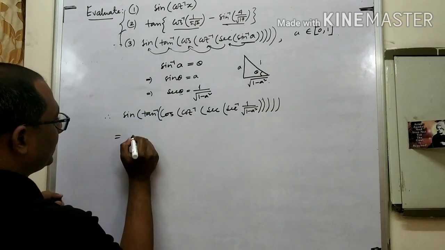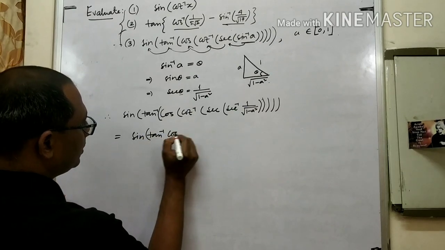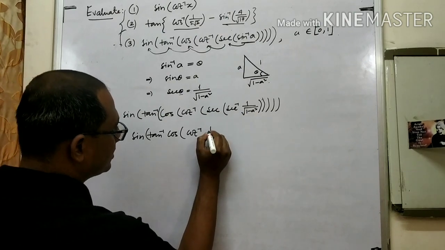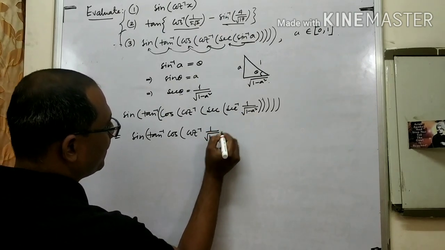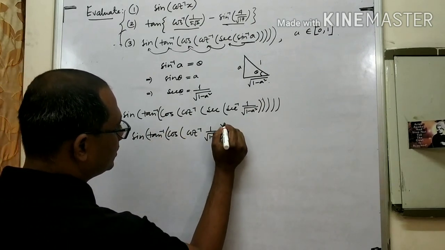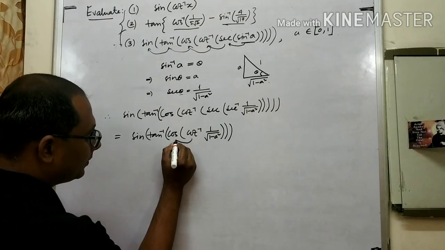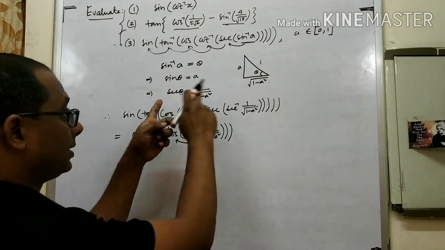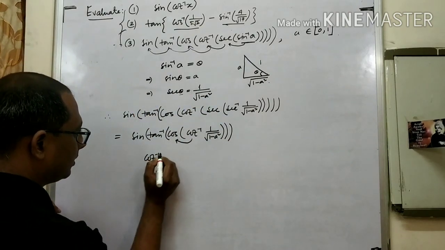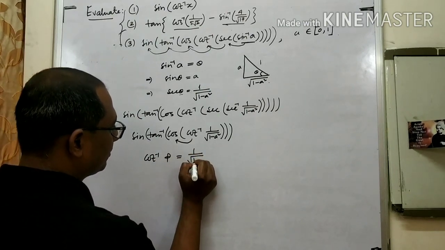So sine of tan inverse of cos of cot inverse of sec inverse of theta, where sec theta is 1 by root over 1 minus A square. Now our work is to go for the change between cot and cos. Again we'll take cot inverse of, suppose phi, equal to 1 by root over 1 minus A square.